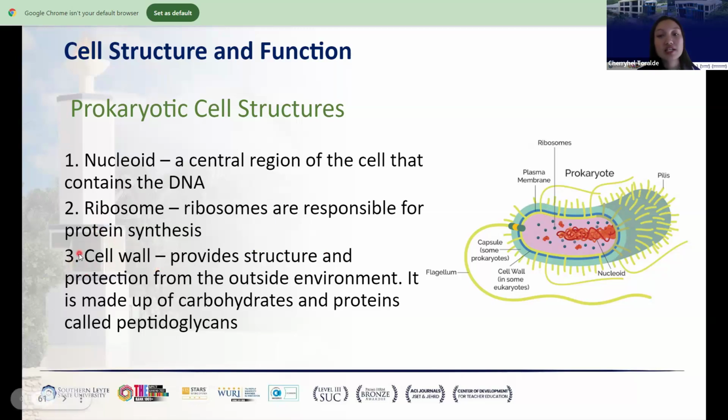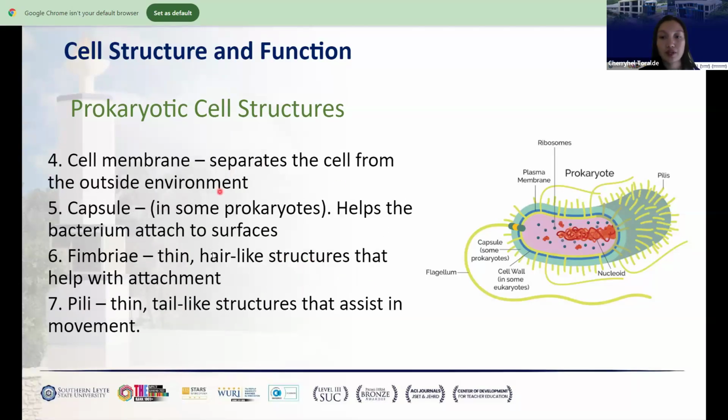And number 3, cell wall. Although the cell wall of prokaryotic cells is actually different in composition from the cell walls in plant cells, their functions are quite similar, which is to provide structure and protection from the outside environment. Yes. So it is made up of peptidoglycans, while the plant cell wall is made of cellulose.